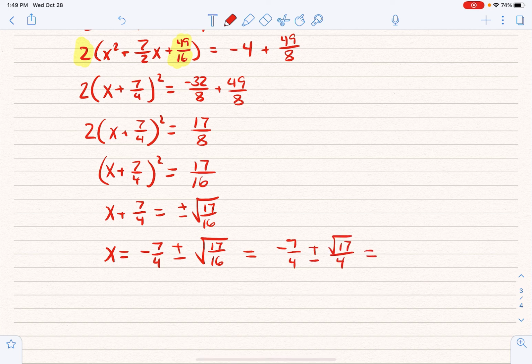And then because I have a common denominator, I can bring it together. I can say negative 7 plus or minus the square root of 17, all over 4. So this is the kind of answer that would be in the back of the book, would be my guess, even though this answer back here is acceptable.